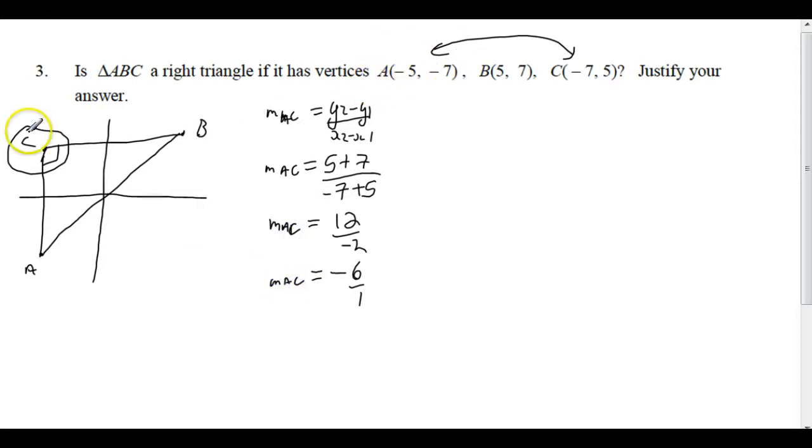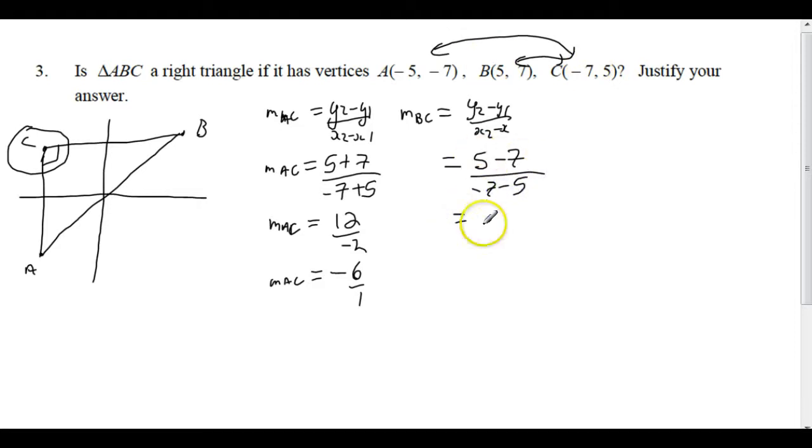So we want this slope to be positive 1/6, but we have to work it out. We need to show that. So slope of BC, y2 minus y1 over x2 minus x1. In this case we're using these two points, so 5 minus 7 over negative 7 minus 5. So that's negative 2 over negative 12, which is positive 1/6. And that's the slope of BC.